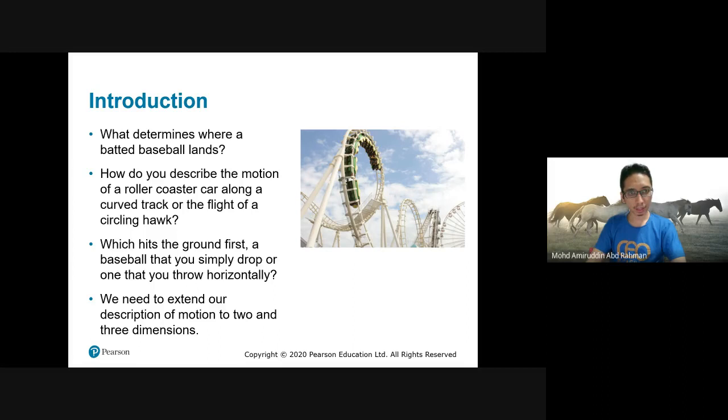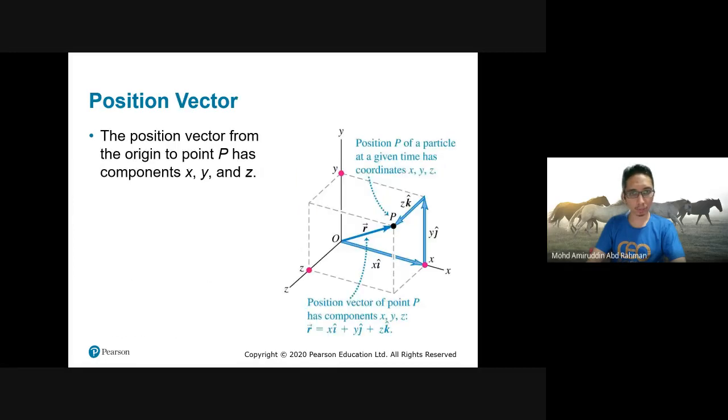Okay, and then let's say you are riding a roller coaster. It has a track. Let's say the track is curved. So how do you describe the motion of that roller coaster? So consider that example. We look at how to solve those problems. Okay, so let's say we revise the vector.